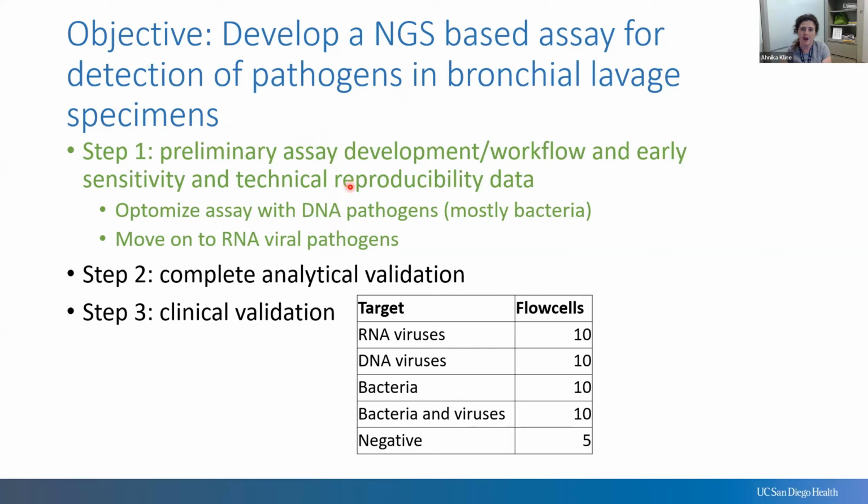So step 1 is preliminary assay development and workflow, and then early sensitivity and a little bit of technical reproducibility data, which is what we'll talk about today. We've optimized the assay with DNA pathogens, mostly bacteria, and we've started with RNA viral pathogens. Eventually then to complete a full analytic validation, which is necessary to bring an assay into a lab, and then follow that ideally with a clinical validation in the future. But in the beginning, you only get enough money to buy the flow cells for the first part, right, to optimize the assay. And so this was our plan. The idea was to use 10 flow cells for RNA viruses, 10 for DNA viruses, 10 for bacteria, 10 for specimens with bacteria and viruses, and then 5 negatives.